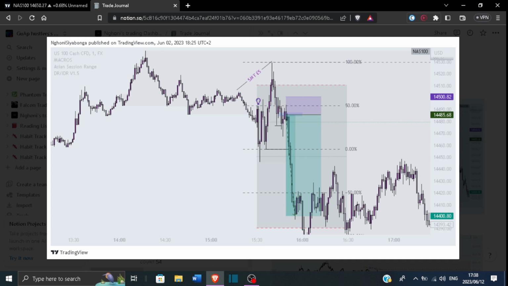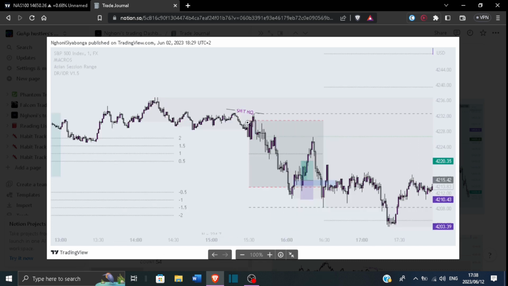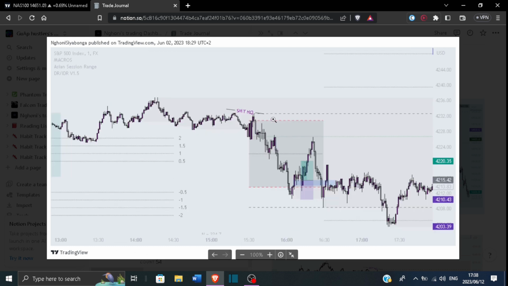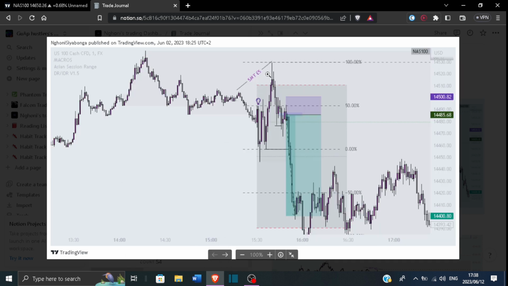So in this scenario, when NAS 100 went lower, SPX 500 also went lower a bit. So we waited till NAS went higher. When NAS went higher, that was our liquidity sweep over here. And that gave us our SMT divergence since NAS went higher and SPX went lower. So that's SMT divergence. We waited for a market structure shift.